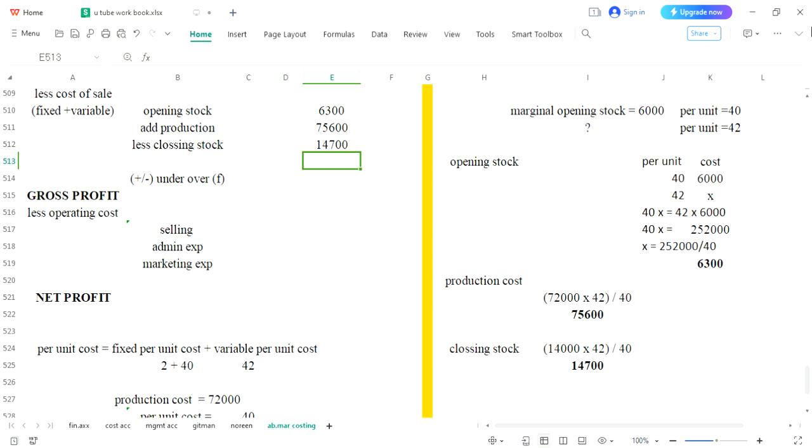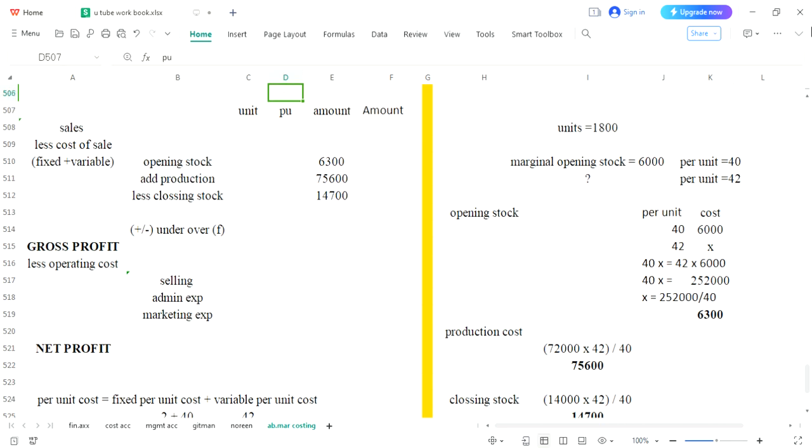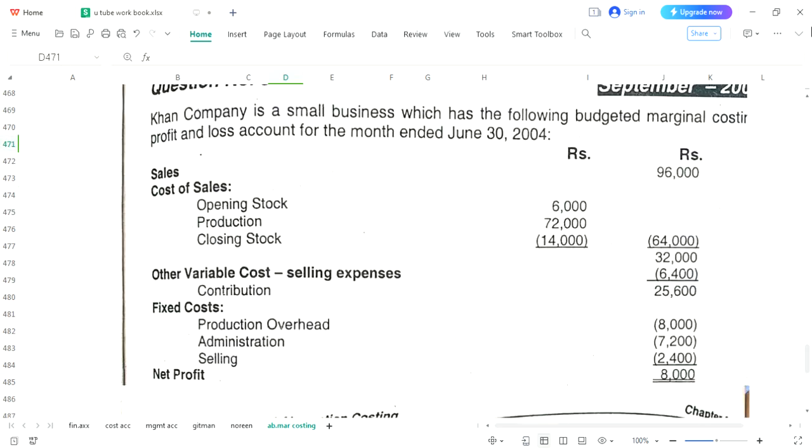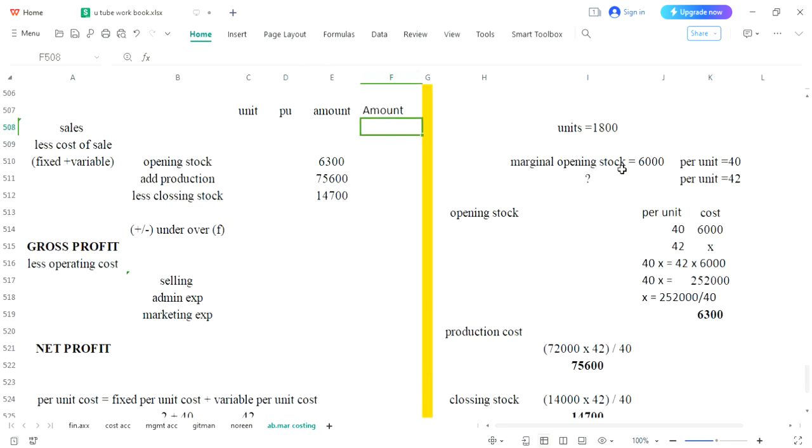Okay, since we were not having number of units, that is why indirectly we have calculated everything. We do not have any opening stock units, production units or closing stock units. We do not have any per unit cost present over here. That was our problem. Now let's see if sale is given in the question. Yes, sale is directly given, 96,000. There will not be any difference of sales in absorption costing or marginal costing. Please observe, sale will always be the same whether you are doing absorption costing or marginal costing.